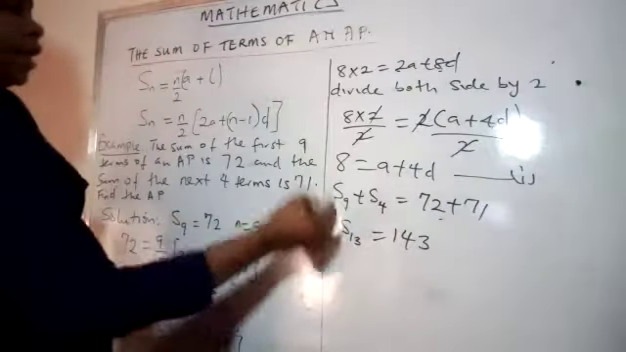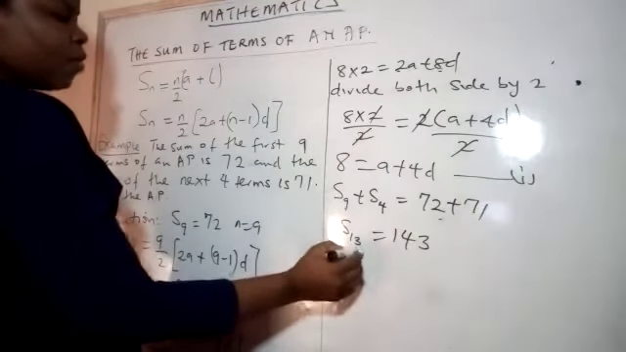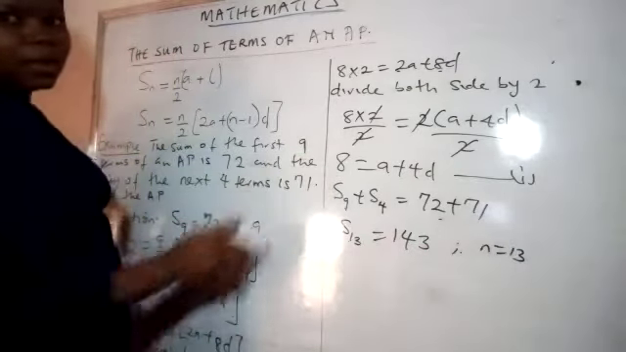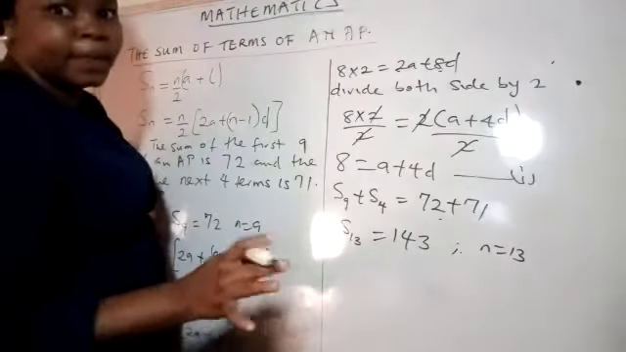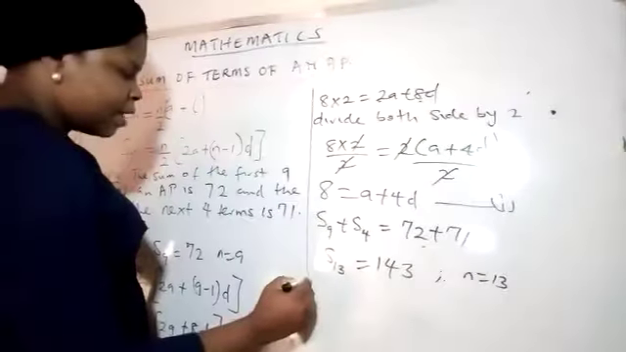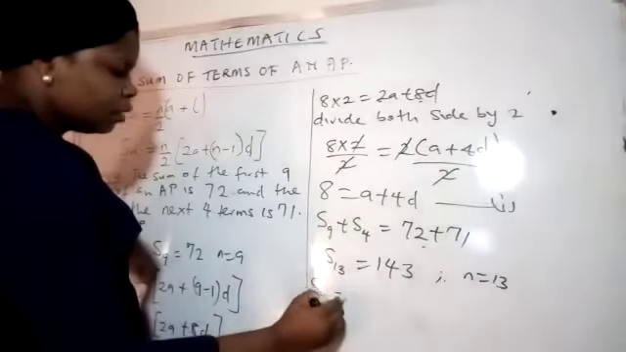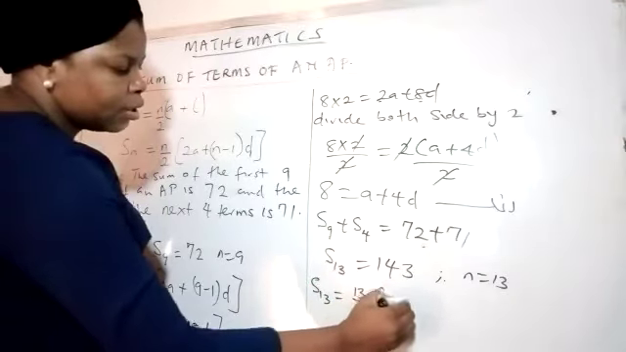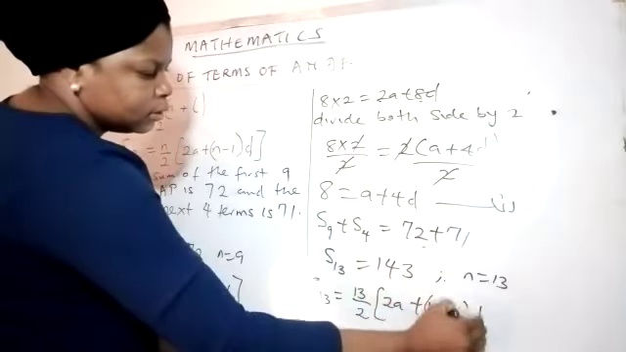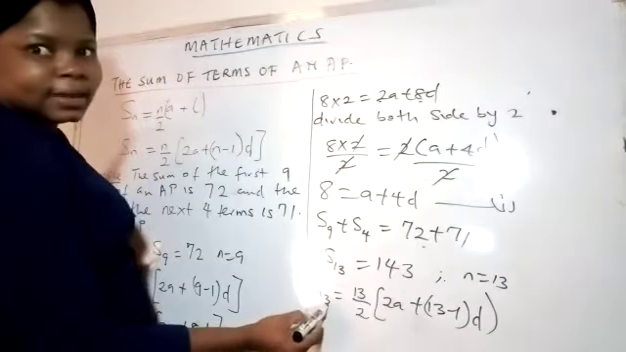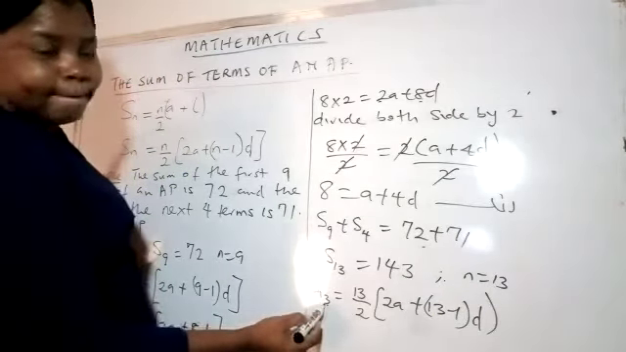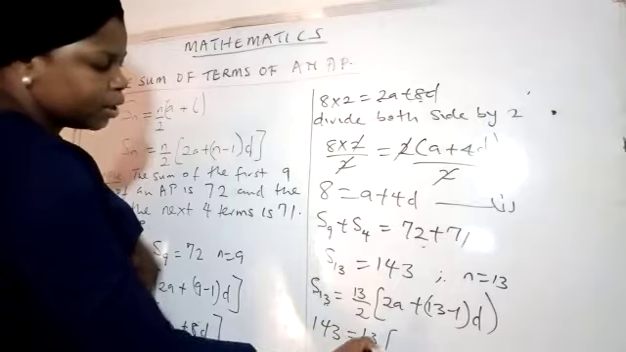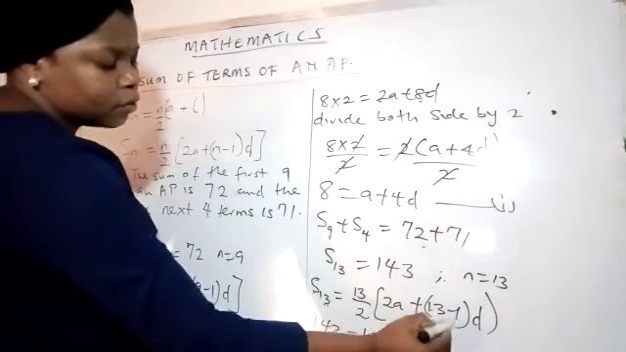So I'm going to say that my n in this case is now what? Therefore n is 13 now. So I'm going to use that n to generate the second equation so I can find my AP. Now let's look at that. To generate that, I will have S13 equals 13 all over 2 brackets 2a plus 13 minus 1 d. Now what is S13? That is the sum of the first 13 terms. That is 143. So I'm going to write here 143 equals 13 all over 2 brackets 2a plus 13 minus 1 will be 12d.